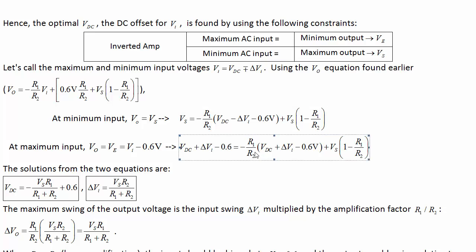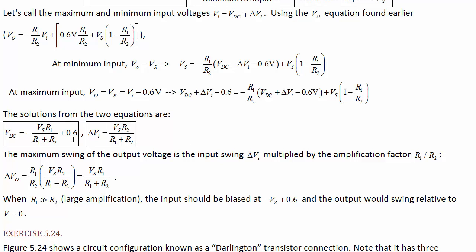Now we've got two equations and two unknowns, VDC and delta VI. You can solve those and come up with where you should put the DC bias voltage and what the input amplitude is that you can get for that.